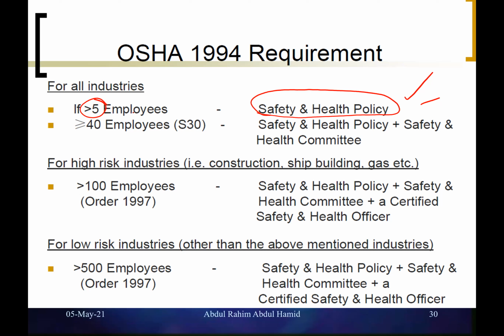That is the philosophy. And then if you employ more than 40 or equivalent to 40, then you need to have a safety and health committee. Okay, that basically covers high risk industry under the Order 1997. You need to come up with a safety and health officer as well in your organization. For low risk industry such as UTM, UTM basically is a low risk industry. Service industry is always like that. Then perhaps UTM also has one or a few teams of safety and health officers.